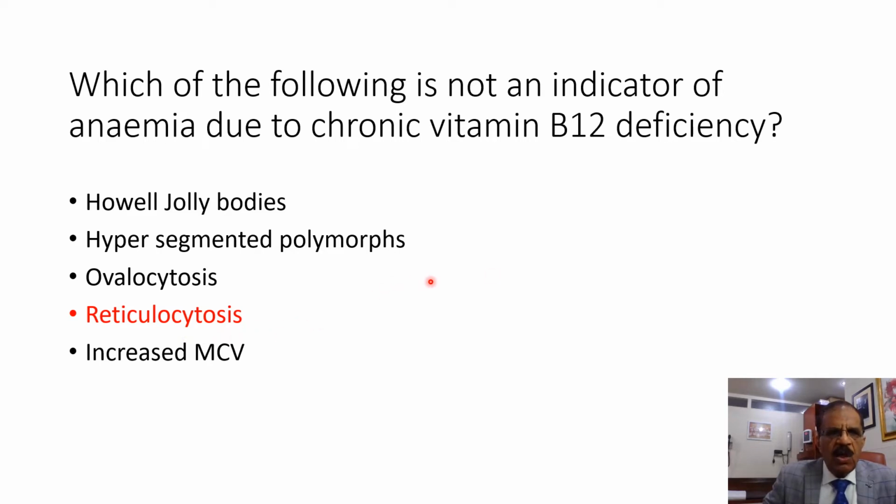deficiency. Now, in vitamin B12 deficiency, although bone marrow is hyperplastic, there is maturation arrest. So cells are not maturing, so the reticulocyte will not appear in the peripheral blood, and that is why reticulocytosis is not a feature of vitamin B12 deficiency. Reticulocytosis is mostly associated with the hemolytic anemias. All right, let's move on to the next one.